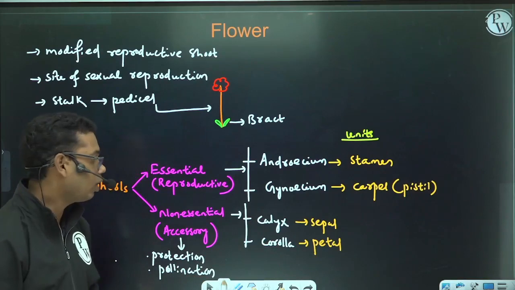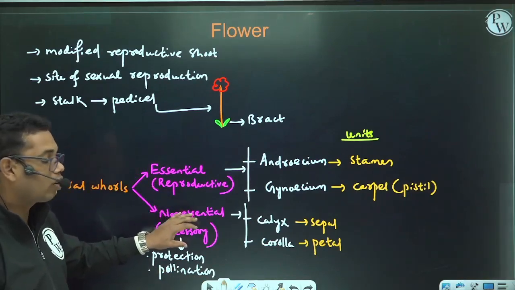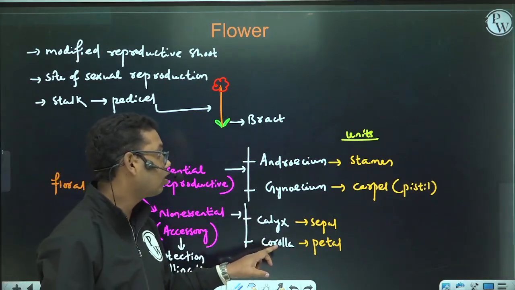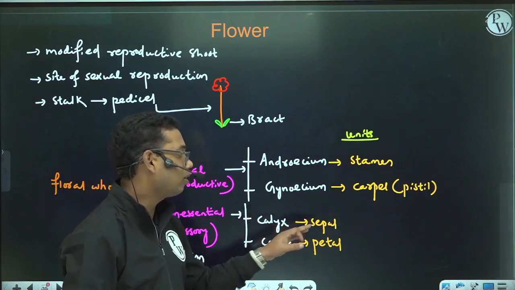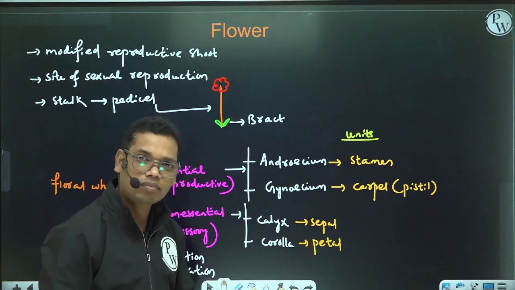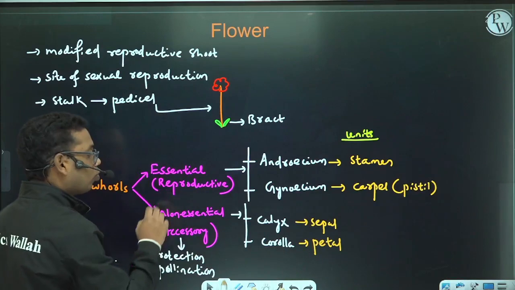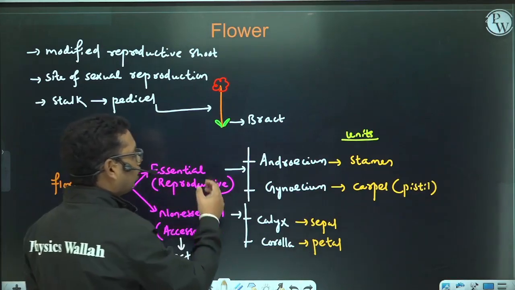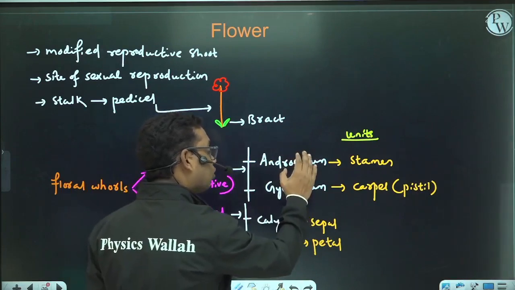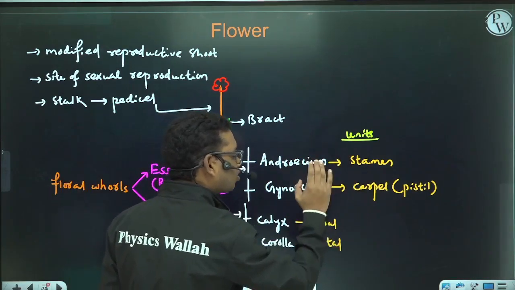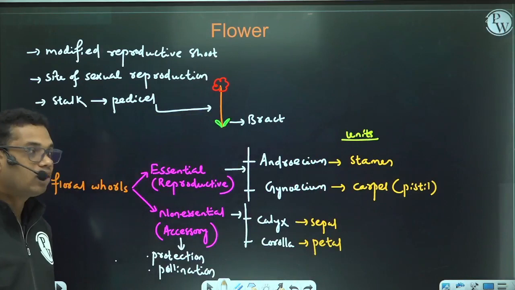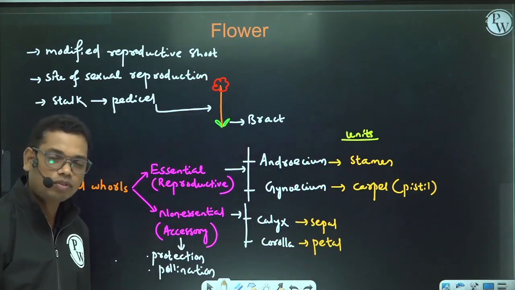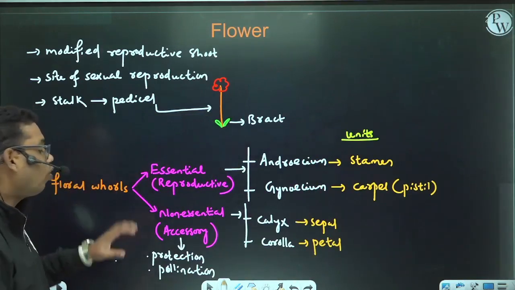And apart from providing protection to the essential floral whorls, these non-essential floral whorls are also involved in the pollination, and especially it is the corolla. Okay, and the non-essential floral whorls are of two types. One is calyx and another is corolla, and the unit of calyx is sepal, the unit of corolla is petal. Okay, and the essential floral whorls participate in sexual reproduction. Okay, and the examples are androecium and gynoecium. The unit of androecium is stamen, the unit of gynoecium is carpel, and the carpel is also known as pistil. Okay, so this is about the floral whorls.